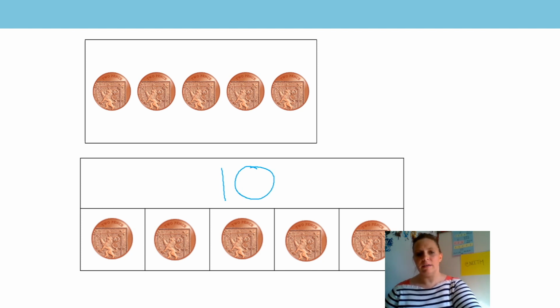We had 2, 4, 6, 8, 10. So what's the product? That's right, it's 10. Can you write me the multiplication equations to go with this bar model?